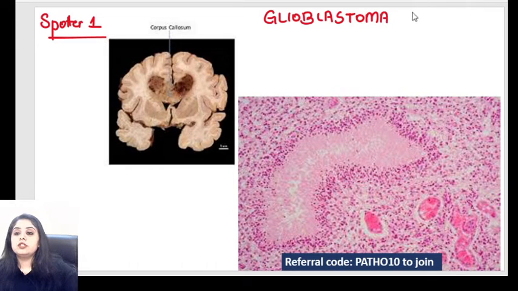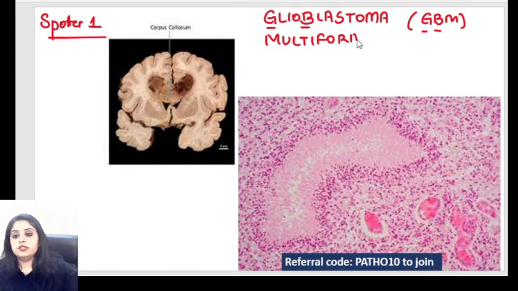First and foremost, earlier it was known as GBM, meaning GB for glioblastoma, and M referred to multiforme. However, now with the advancements in the updates that have happened, the word multiforme has been removed. So now it's no longer multiforme, it's no longer GBM, it is only GB, and that is glioblastoma. That's the 2016 update of CNS tumors.